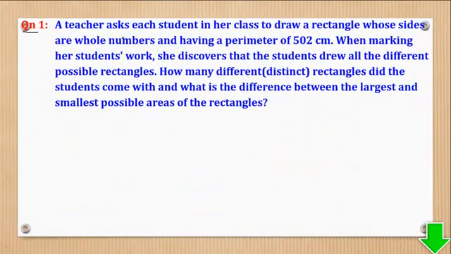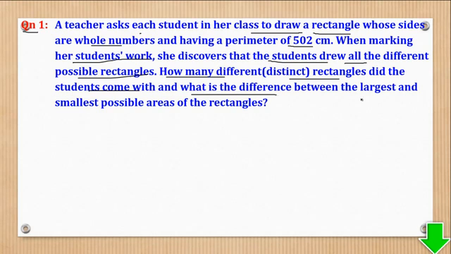So question 1 says, a teacher asks each student in her class to draw a rectangle whose sides are whole numbers and having a perimeter of 502 centimeters. When marking her students' work, she discovers that the students drew all the different possible rectangles. How many different rectangles did the students come up with, and what is the difference between the largest and smallest possible areas of the rectangles?